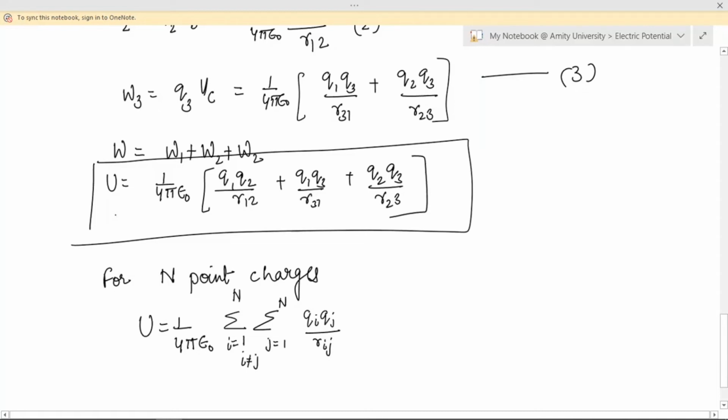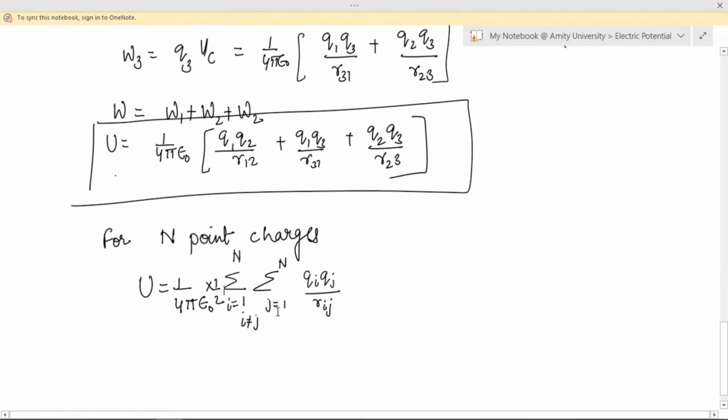So there is a double summation that counts every pair twice. So to avoid this, the factor half has to be introduced, isn't it? So in general, we can also write it as half of this quantity. Fine. So this is how we generalize for n-point charges.